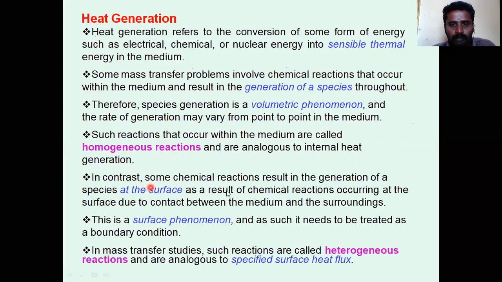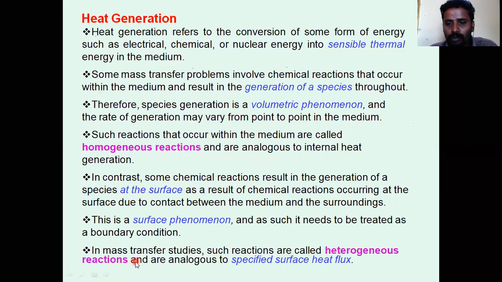In contrast, some chemical reactions generate species at the surface, a chemical reaction occurring at the surface in contact with the surroundings. Generally, mass transfer is applied in biomedical and medical applications, such as tablet production. That's why we consider the volumetric phenomenon, for example how many ml of drug are involved in the mass transfer reaction. In mass transfer studies, a surface reaction is called a heterogeneous reaction.